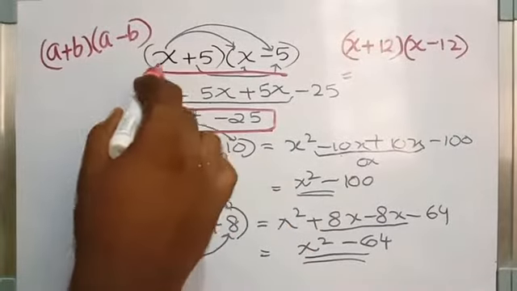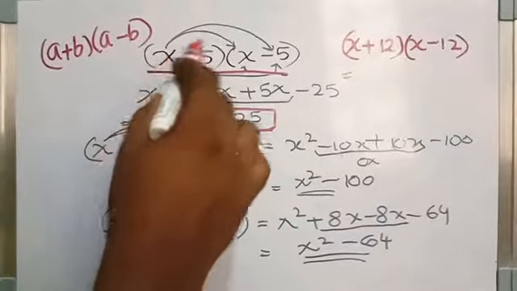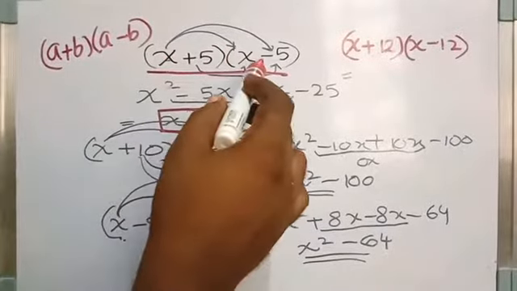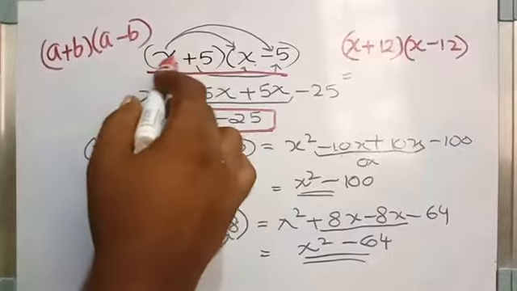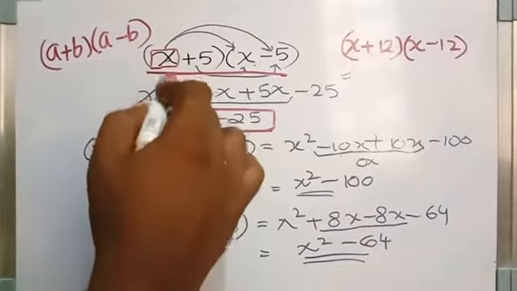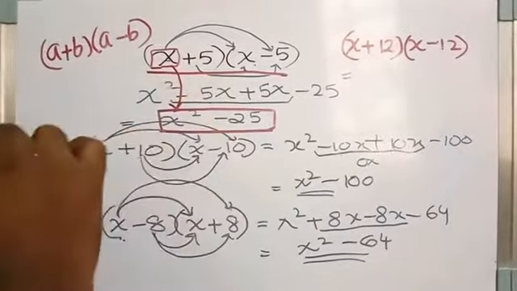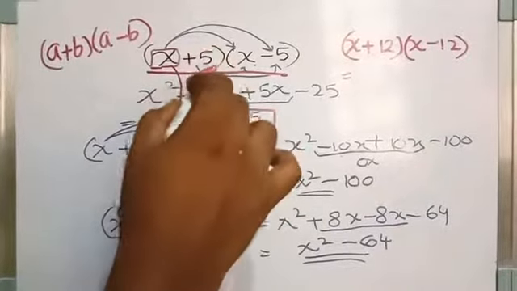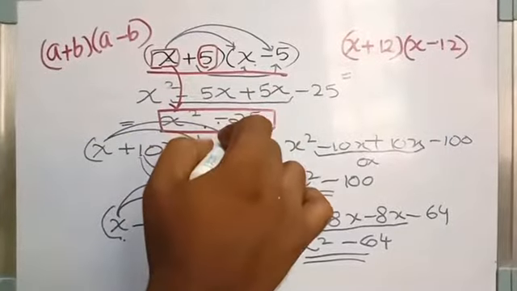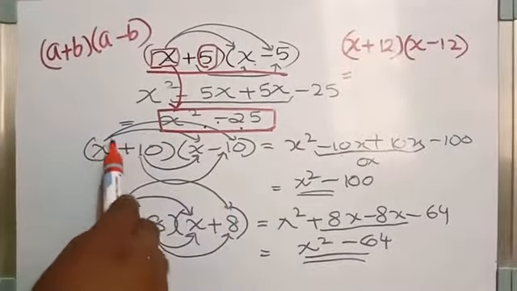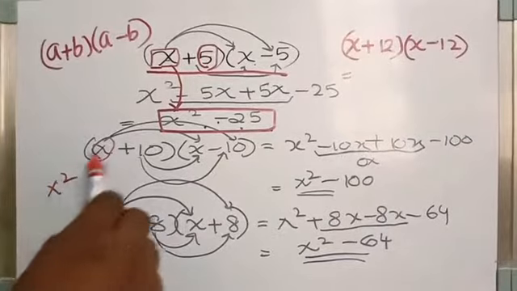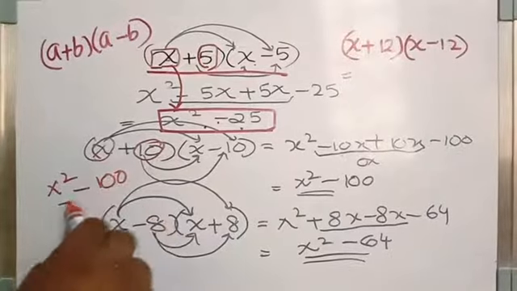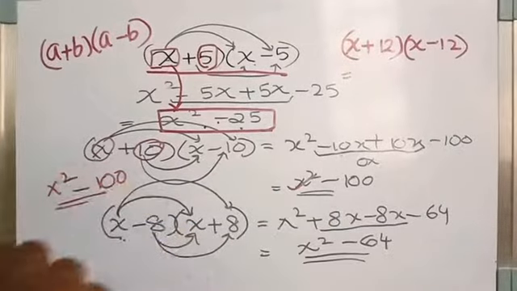See what is happening here. We have identical terms in both the binomials, only differing by the sign. So what you have to do is take the square of the first term, that is x squared, minus, that is plus into minus, the square of the second term. Square of first term is x squared minus square of second term, 10 squared, 100. Minus 100, that is the answer.